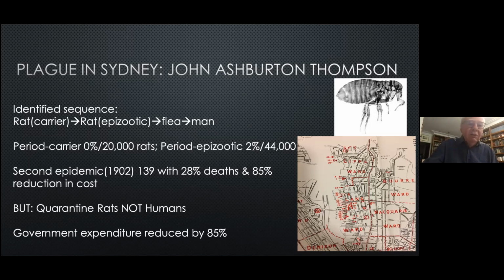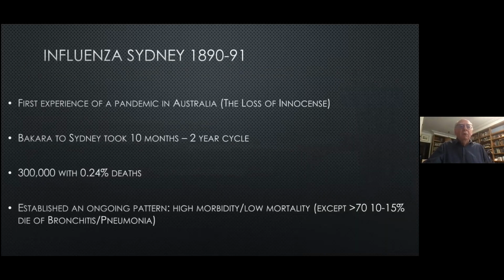And in the context of current discussions on economy, it's very important to notice that the cost to the government of the second of these epidemics was reduced by 85% by moving to the system based on understanding the process of the disease brought in by John Ashburton-Thompson. Very important. So the economy which goes with pandemics is very much linked to understanding that disease and intervening in a logical, scientific fashion. Let's jump to influenza.